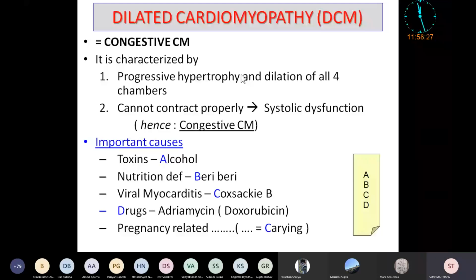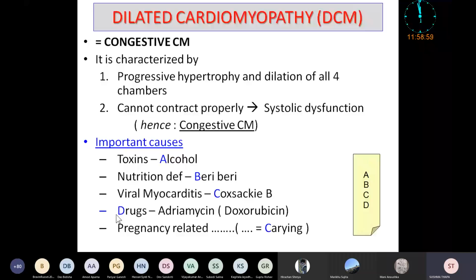So what are the causes of dilated cardiomyopathy? There are various causes. It may be due to toxins, such as alcohol, or due to nutritional deficiency, which is known as beriberi, and it may be due to viral myocarditis, especially when it is caused by the Coxsackie virus, as we discussed in the previous slide. If the patient has viral myocarditis, then after 10 to 20 years they are more likely to develop dilated cardiomyopathy.